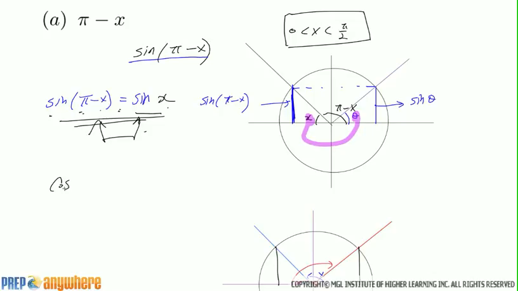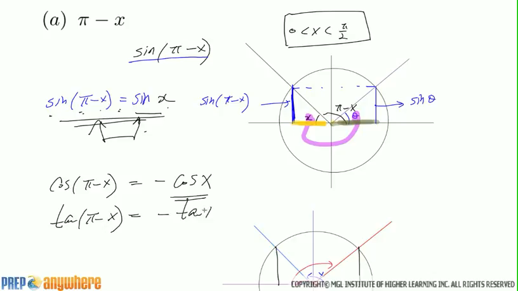Because cosine is not positive in the second quadrant, cosine of pi minus x will actually be a negative value, right? Compared to this value right here, it's going to be the same length but opposite in sign. So it's going to be equal to minus cosine of x. And the pattern continues. Tangent of pi minus x is also going to be minus tangent of x.